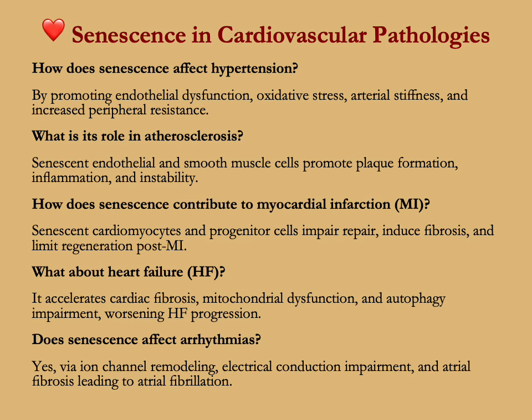Senescence in cardiovascular pathologies. How does senescence affect high blood pressure? By promoting endothelial dysfunction, oxidative stress, arterial stiffness, and increased peripheral resistance. What is its role in atherosclerosis? Senescent endothelial and smooth muscle cells promote plaque formation, inflammation, and instability.